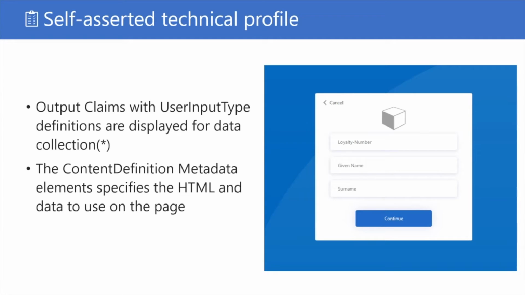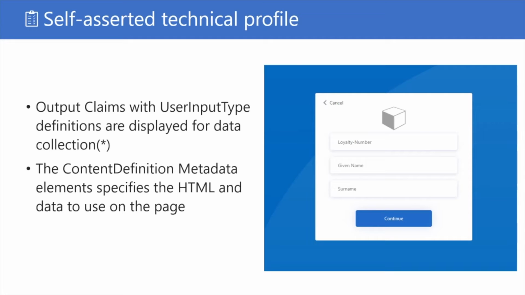Now, right now, output claims in a self-asserted technical profile do double duty. They determine what claims will be put on the user interface for the user to interact with, and they determine what claims are going to be put into the claims bag when the technical profile finishes executing. That can sometimes cause you to have to do some gymnastics in terms of, well, you may want to write different things than are being put on the user interface or other issues.